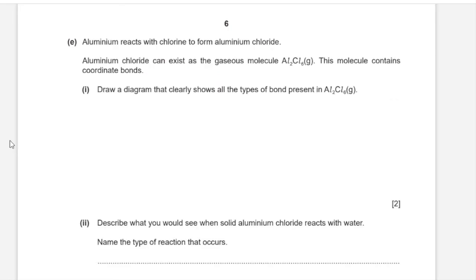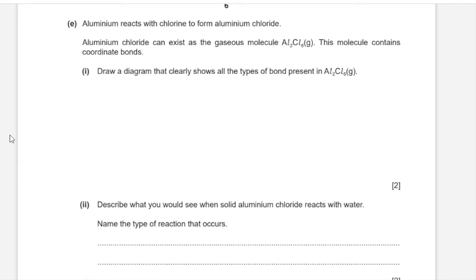Aluminium reacts with chlorine to form aluminium chloride. Aluminium chloride can exist as the gaseous molecule Al2Cl6. This molecule contains coordinate bonds. One, draw a diagram that clearly shows all the types of bonds present in aluminium chloride.